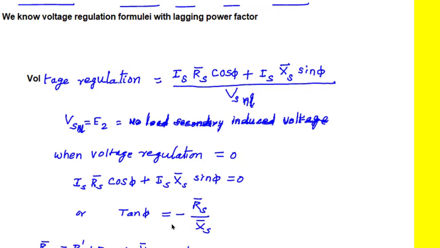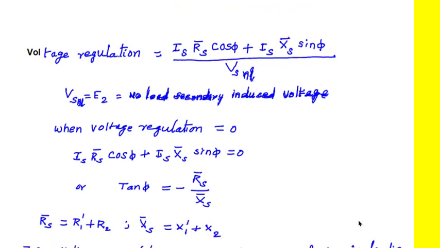So what is the meaning of this minus sign? The minus sign indicates the voltage regulation will become zero only when the load is a capacitive load, or leading power factor, when the power factor is leading.